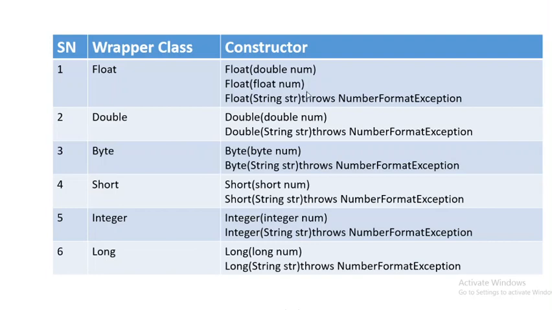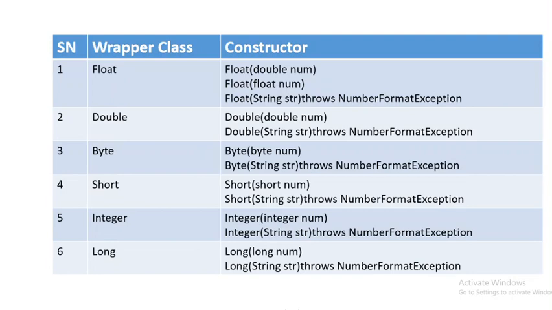So whenever the third constructor is used, it is declared that it can throw NumberFormatException. So it is written "throws NumberFormatException". If the conversion is not proper, or a proper conversion from string to float is not possible, it may generate NumberFormatException.